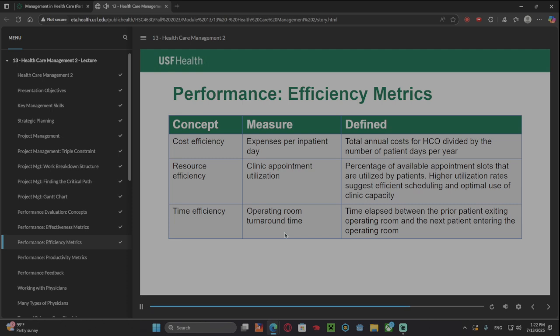A related measure is time efficiency, operating room turnaround time. That is, the time elapsed between the prior patient exiting the operating room and the next patient entering the operating room. You want the time to be used as efficiently as possible.